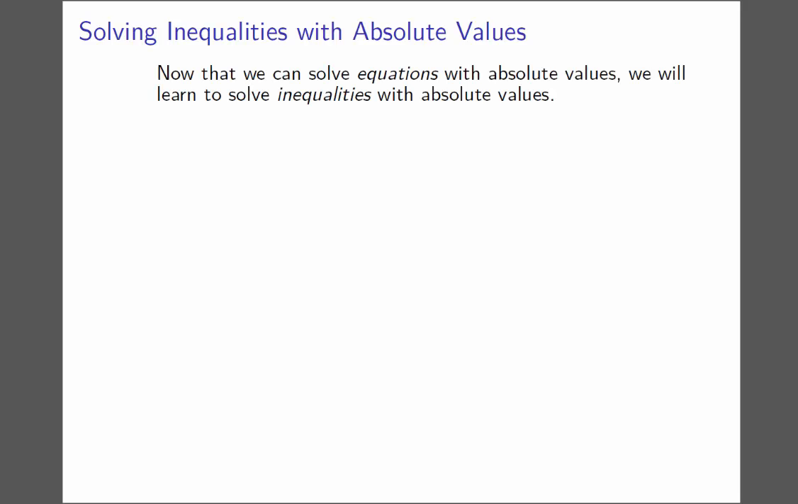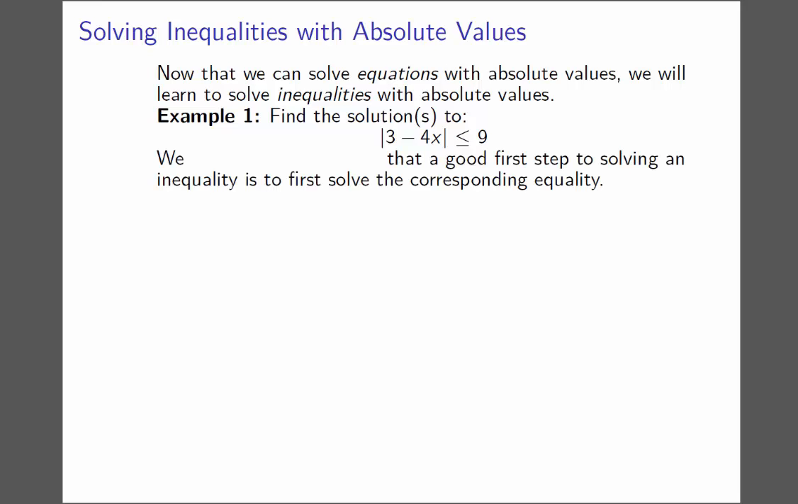Now that we can solve equations with absolute values, we will learn to solve inequalities with absolute values. For our first example, we will find solutions to the inequality absolute value of 3 minus 4x is less than or equal to 9. We saw before that a good first step to solving an inequality is to first solve the corresponding equality. So let's first solve the equality absolute value of 3 minus 4x equals 9.